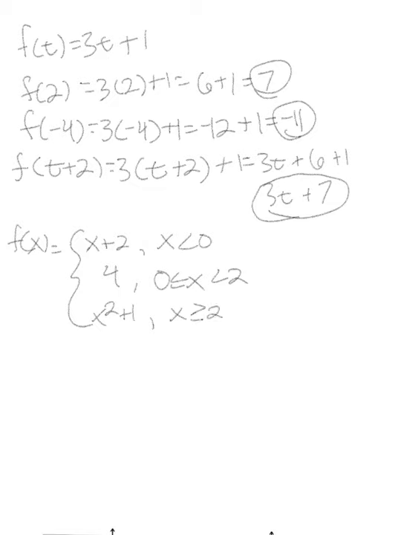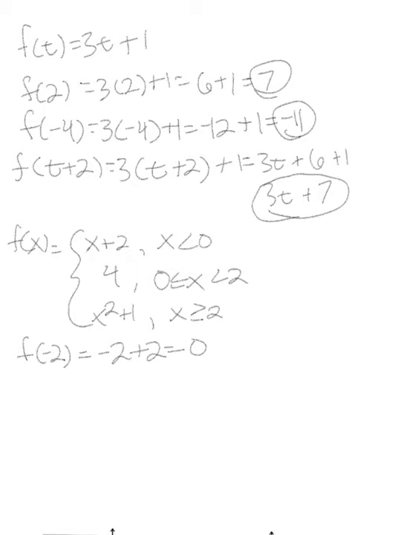So first example, let's say, what is f of negative 2? Well, negative 2 for our x is less than 0. We use the function x plus 2. So we just take that negative 2, plug that into x plus 2. So that's negative 2 plus 2, and we have 0.